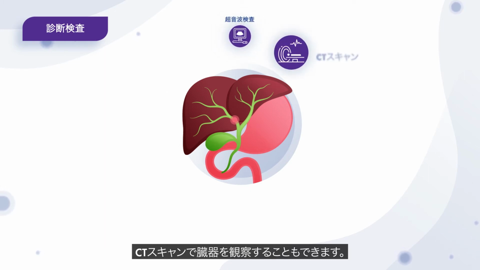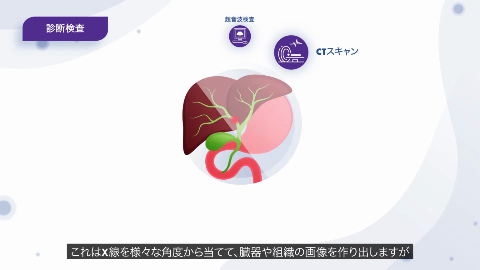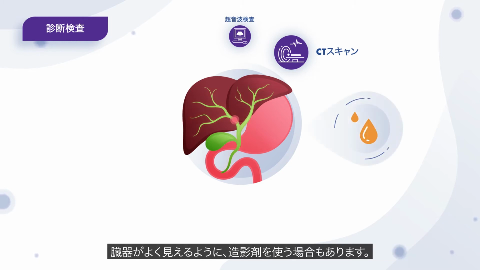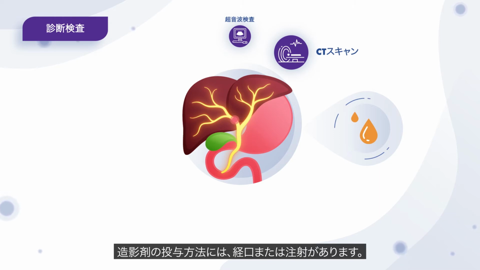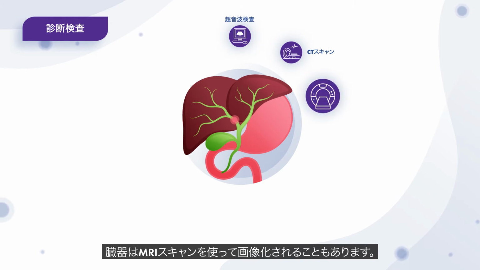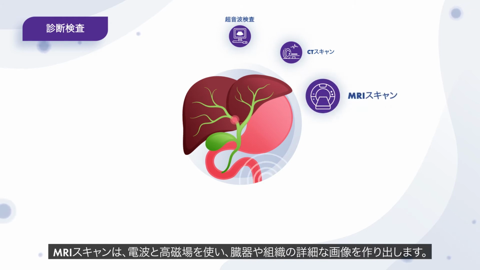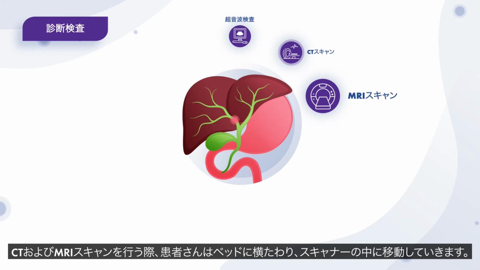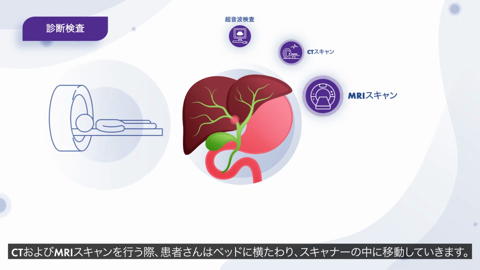The organs can be viewed using a CT scan, which uses a series of X-rays taken at different angles to build up a picture of organs and tissues, and may involve the use of a dye to help visualize the organs better. The dye will be taken as a drink or injected into a vein. The organs can also be imaged using an MRI scan, which uses radio waves and strong magnets to create detailed pictures of organs and tissues. During both CT and MRI scans, the patient lies on a bed that slides into the scanner.